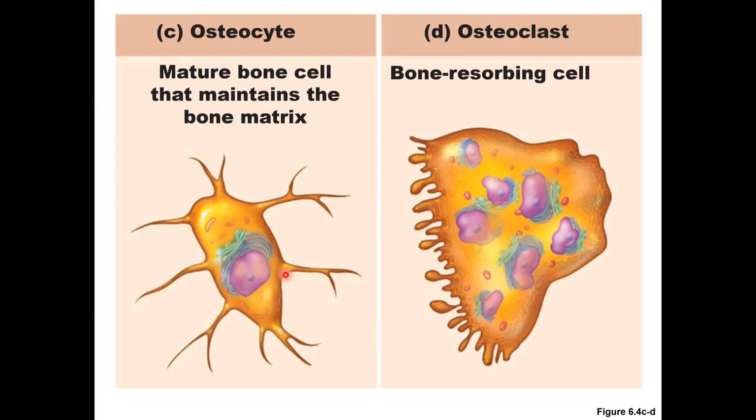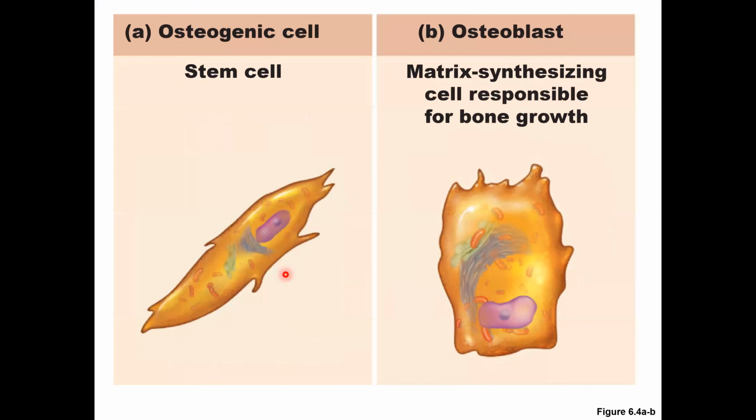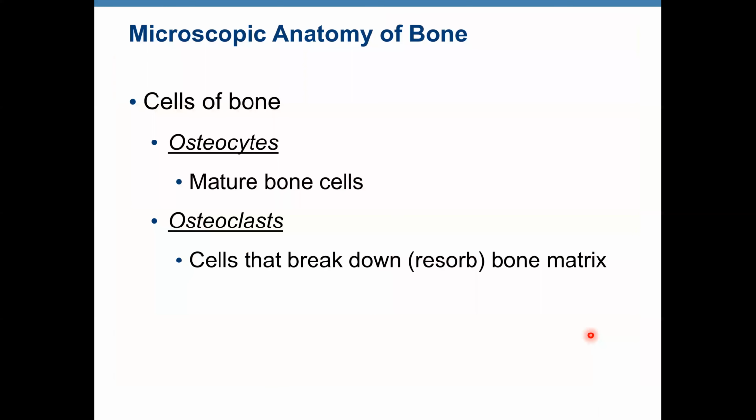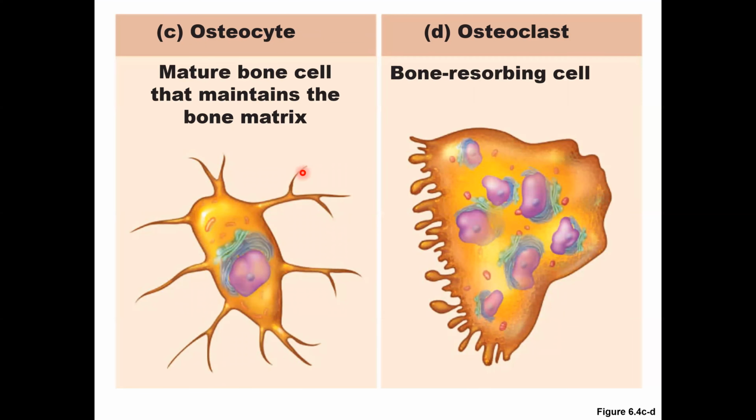Now, osteocytes, let me go back for a second. An osteoblast starts secreting matrix, and some of these cells become surrounded by bony matrix. When they are completely surrounded by bony matrix, they become osteocytes.